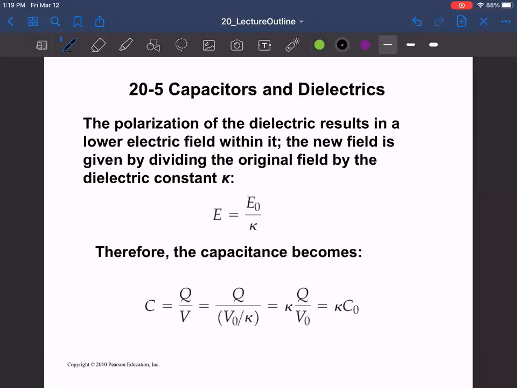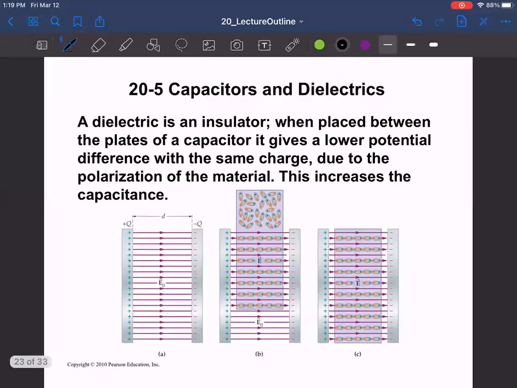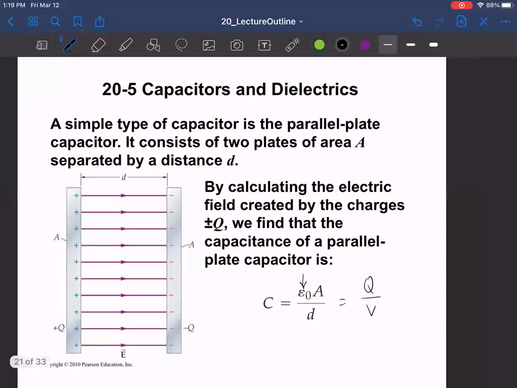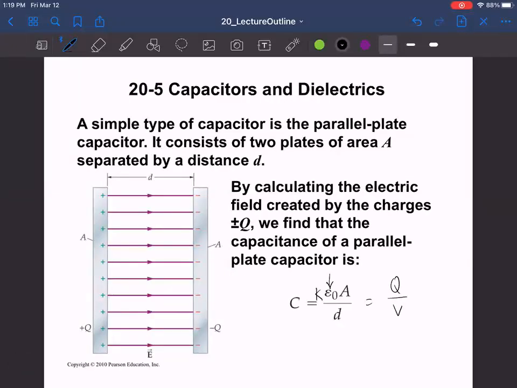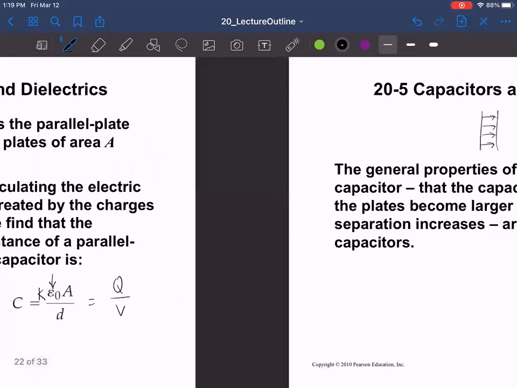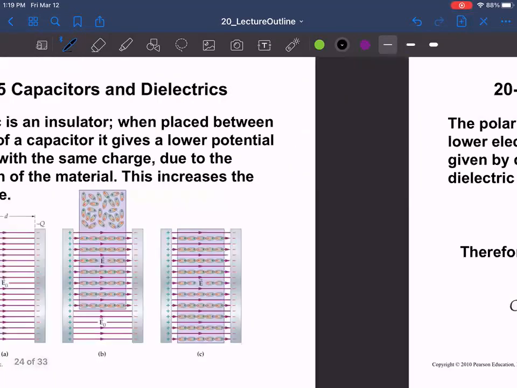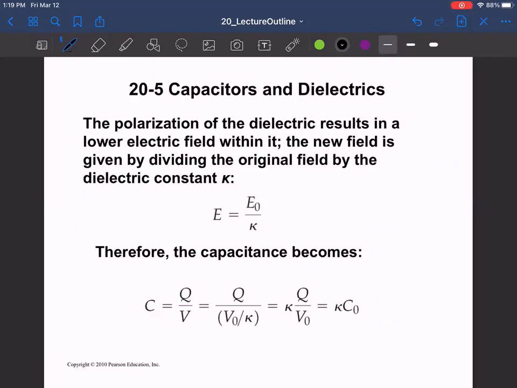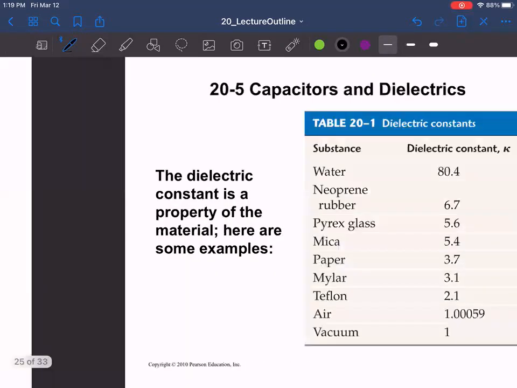The polarization of the dielectric results in a lower electric field within it. The new field is given by dividing this into this. And so here we go. This is our capacitance, is just K times that other one. Essentially what that means is we can come back here to this and just add this K in there, add in our dielectric constant. So whenever we're putting a material in between them, we can do that. Okay. And then the same thing, KV, KQ over V, but you wouldn't put it in both places.